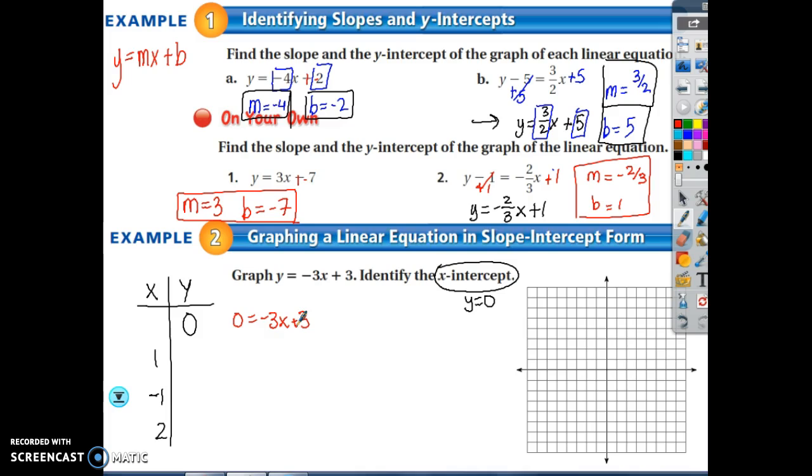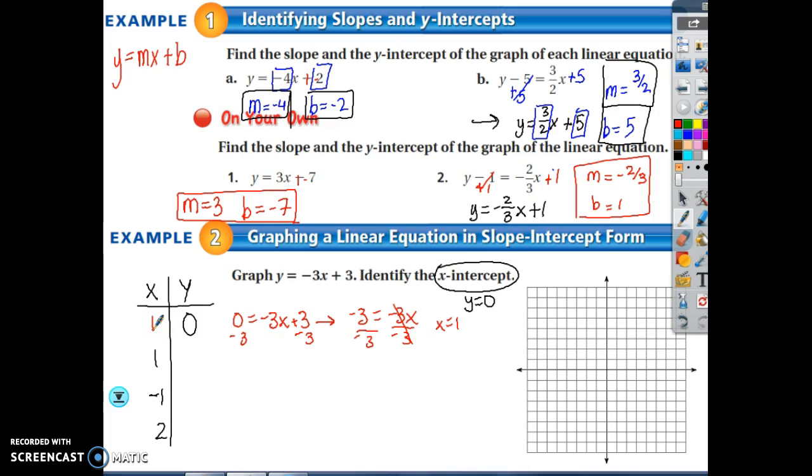Solving for x, I'm going to go ahead and subtract 3 from both sides. I have negative 3 is equal to negative 3x. Dividing by negative 3, I find that x has to equal 1. So when y is 0, x is 1.